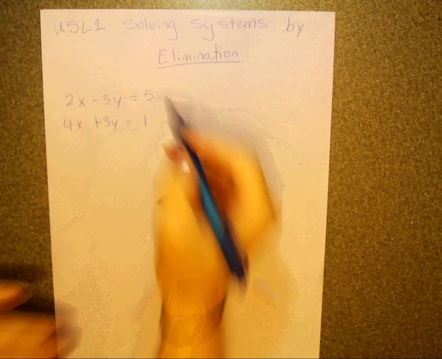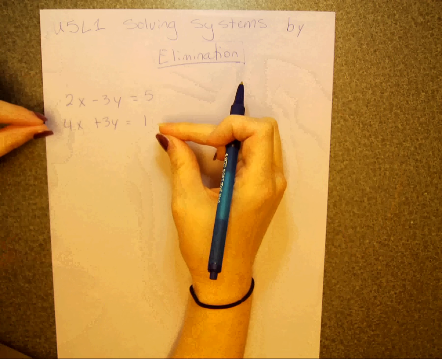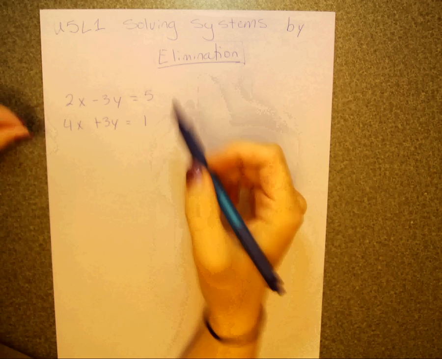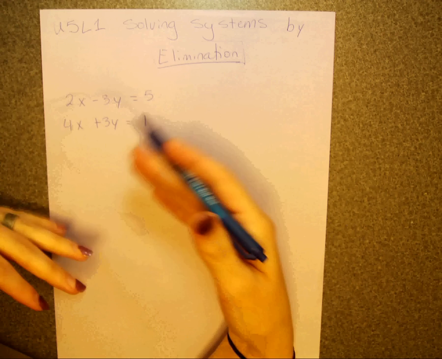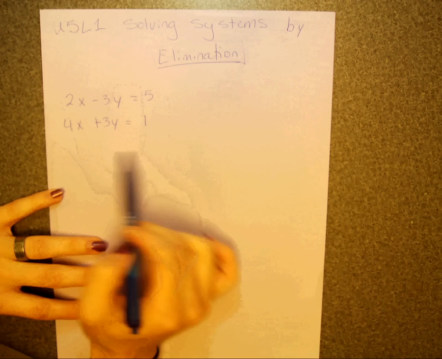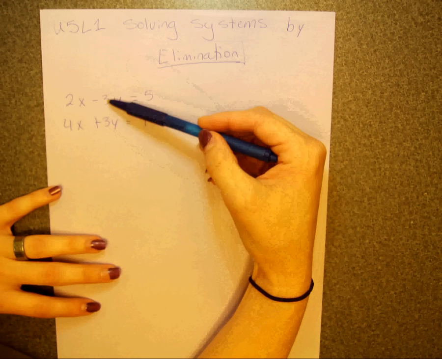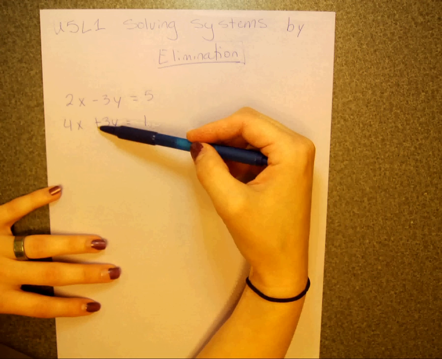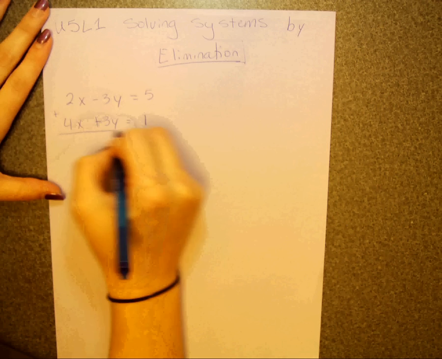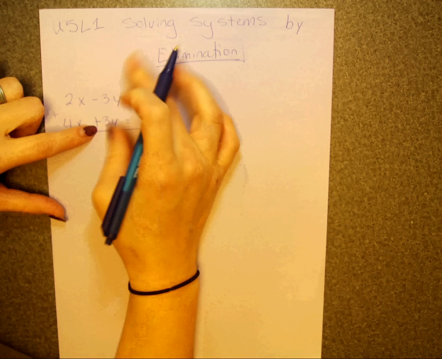Now, we're solving by elimination, so this means I'm going to literally add my equations together so that one of the variables, either the x or the y, will cancel out. This system is already set up so that my y's will cancel out. Notice they have the same number and opposite signs. If I add these two together, negative 3y plus 3y is 0, so the y's just cancel out.